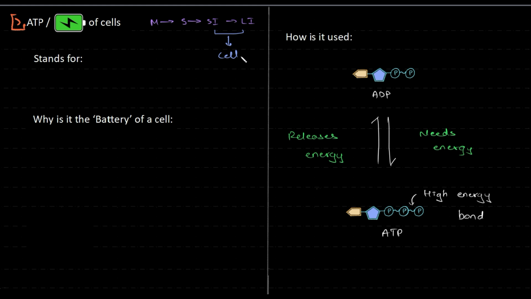Not all cells need the same amount of energy all the time. At the same time, we don't eat constantly, right? We don't keep eating food. But our body needs to perform different things at different times.